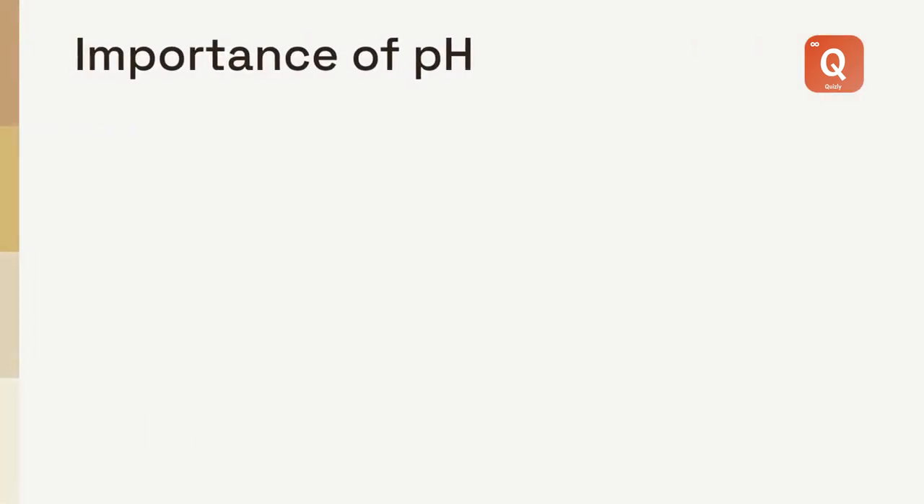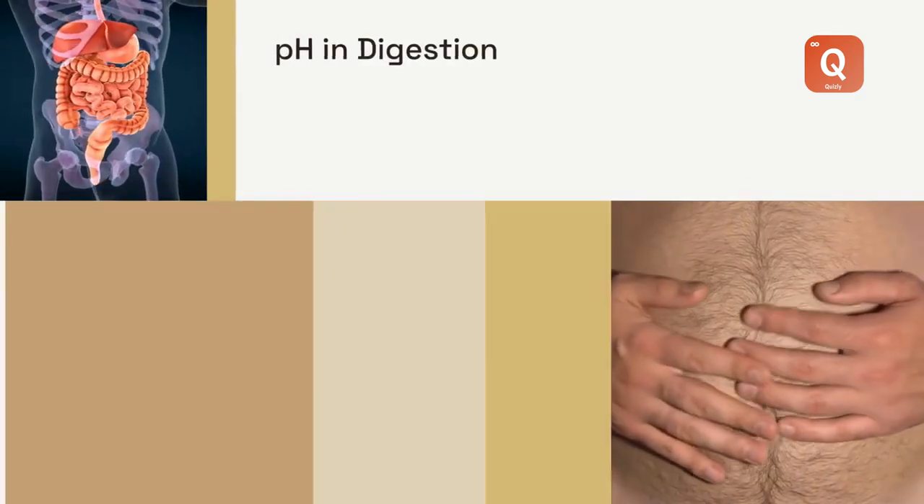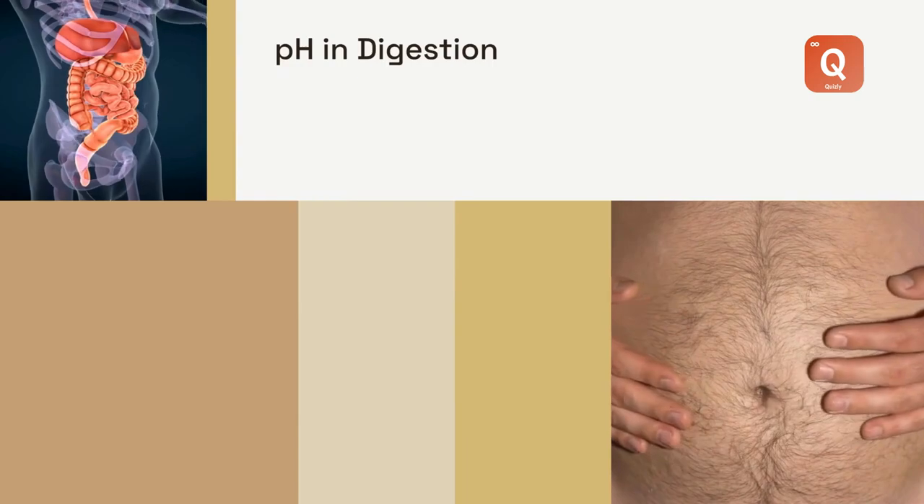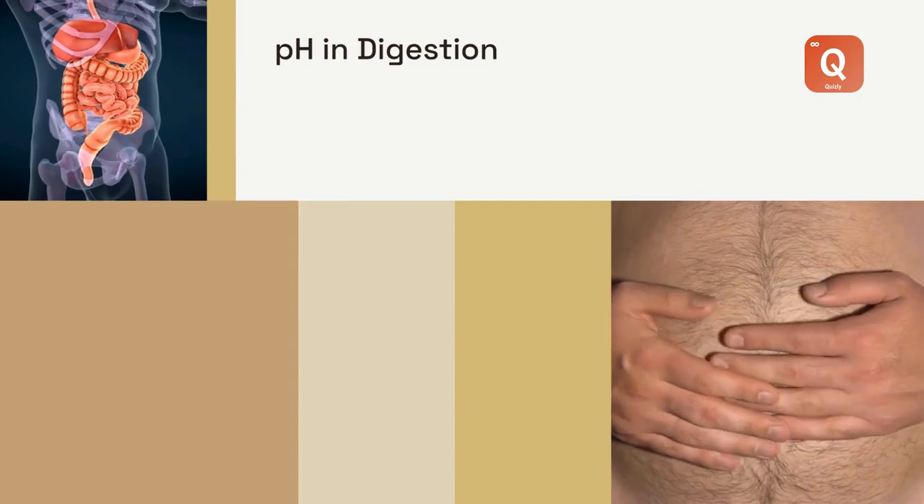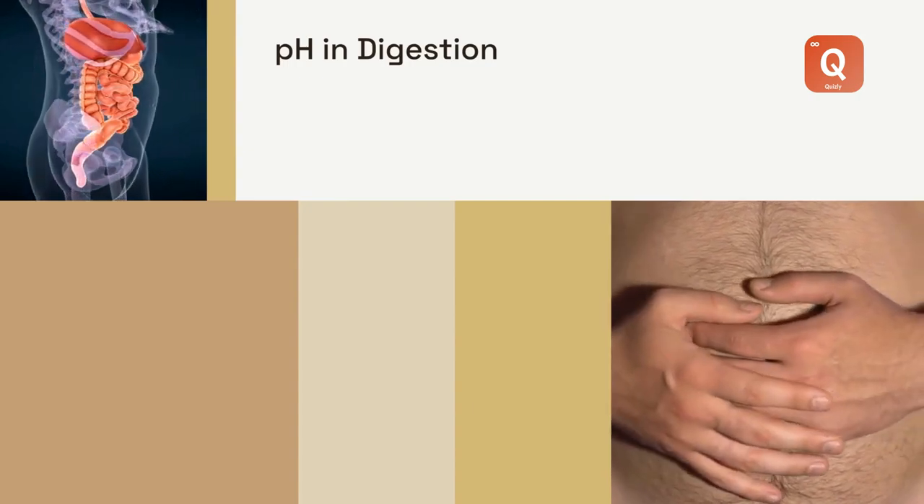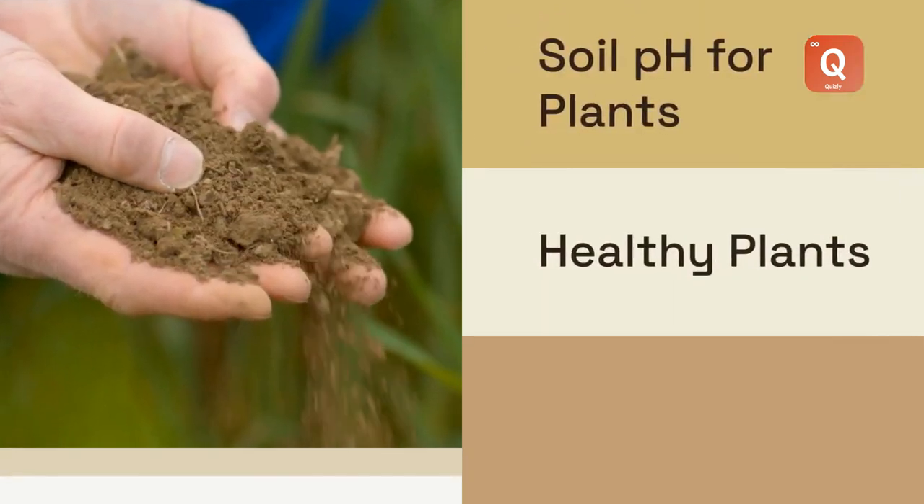Now, let's explore why understanding pH is so important in our daily lives. It affects everything from our bodies to the environment around us. Our digestive system relies on precise pH levels. For instance, our stomach has highly acidic gastric juices with a pH of about 1.5 to 3.5 to help digest food. The pH of soil is crucial for plant growth.